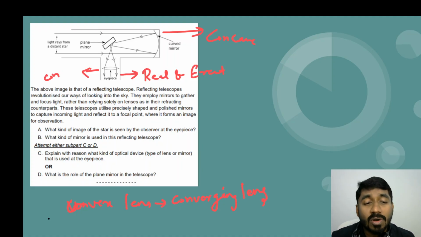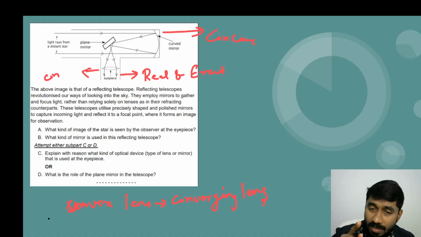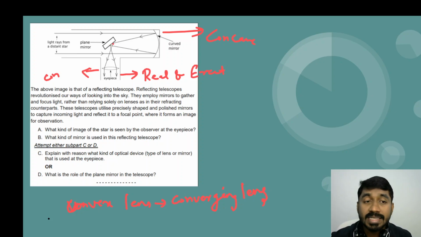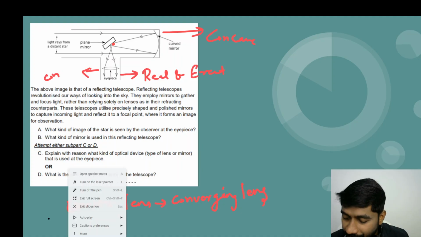Last question, what is the role of the plane mirror? Here it is very important. First, the image from the star hits the curved mirror, which is a concave mirror. It will produce a real and inverted image, and that inverted image is again inverted by the plane mirror. So we will get a real and erect image. That is the purpose of the plane mirror in this question. Okay, let's move on to the next question.